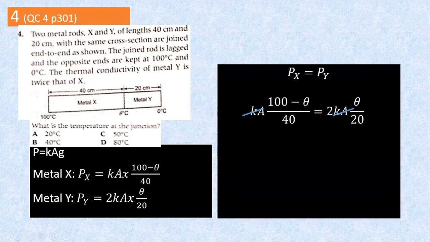Substitute this value in. Cancel the KA. Then cross multiply. Then calculate our theta across there. 5 theta equals 100, theta is 20. Answer is A.